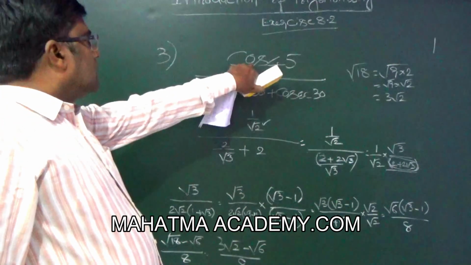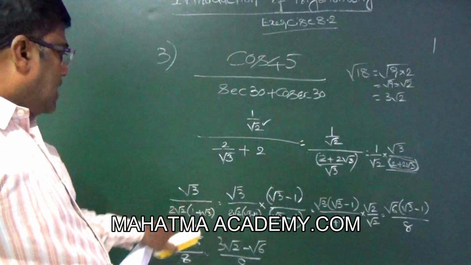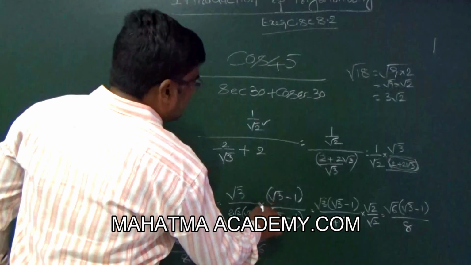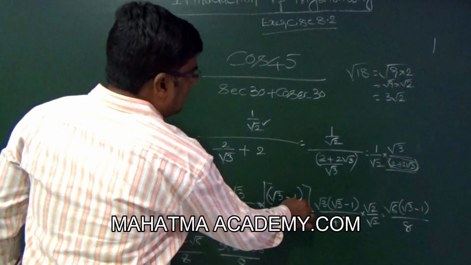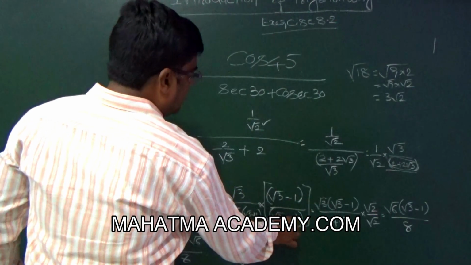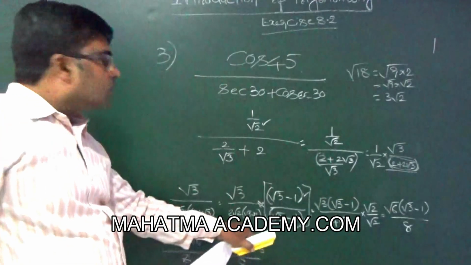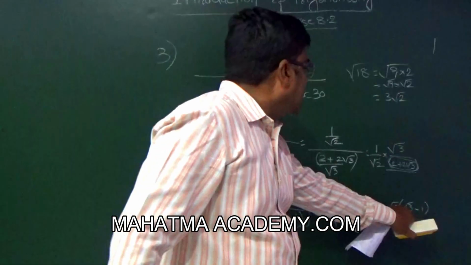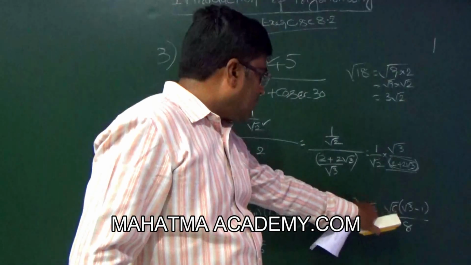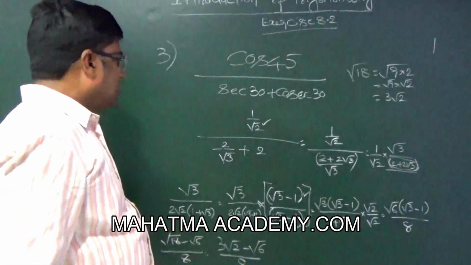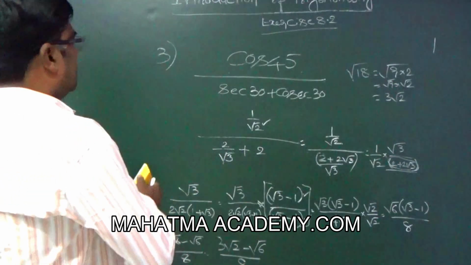Simply substitute cos 45, secant 30, cosecant 30 values and then simplify this equation by multiplying numerator and denominator with root 3 minus 1. We will get this one. Again multiplied with numerator and denominator with root 2. We will get the final answer. This is the value for this equation.